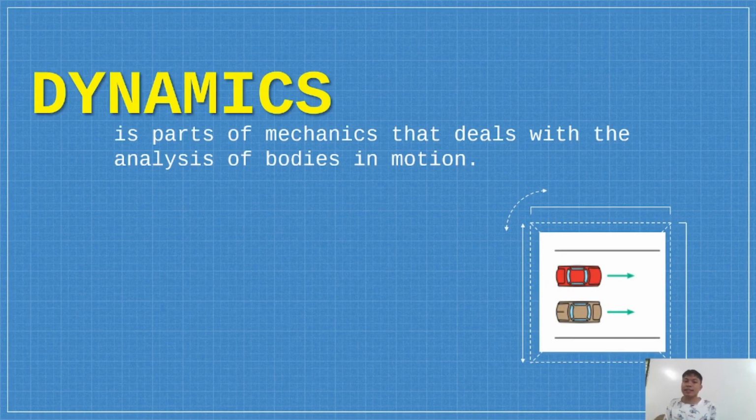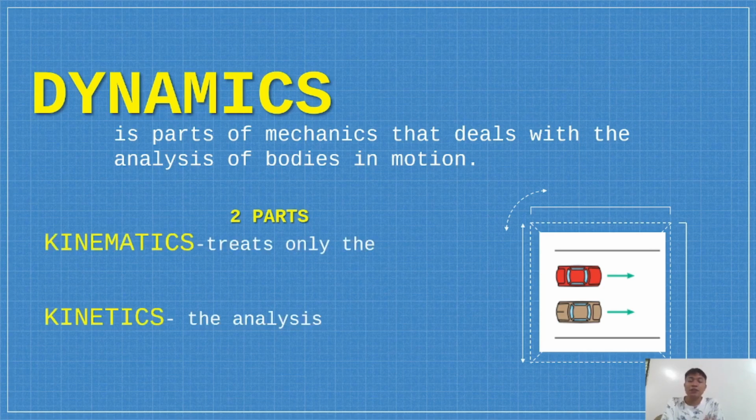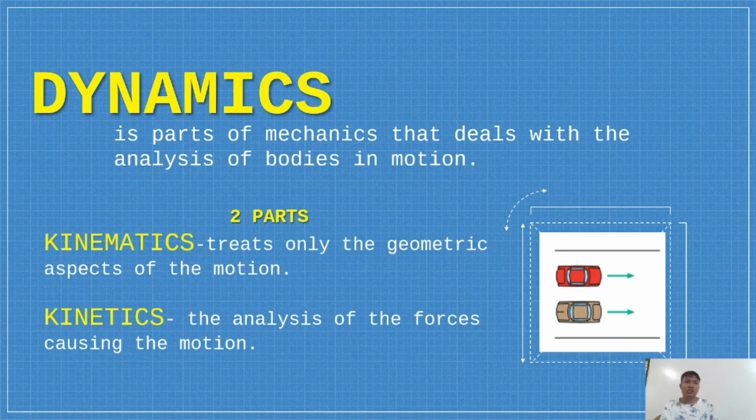Before, statics is, you know, there is no motion involved. So now, dynamics has two parts. The first one will be kinematics, which treats only the geometric aspects of the motion, and the second one will be kinetics, which involves the analysis of forces causing the motion.